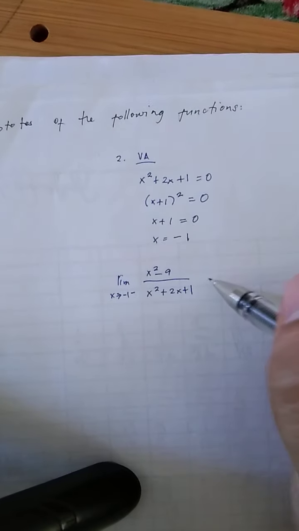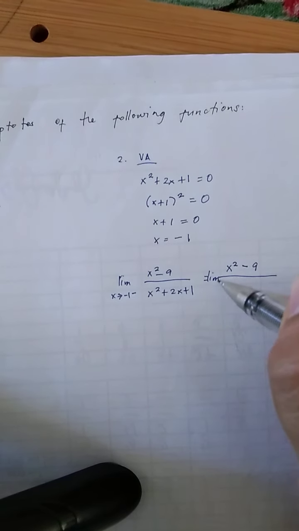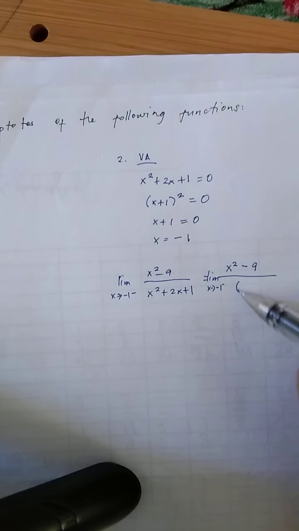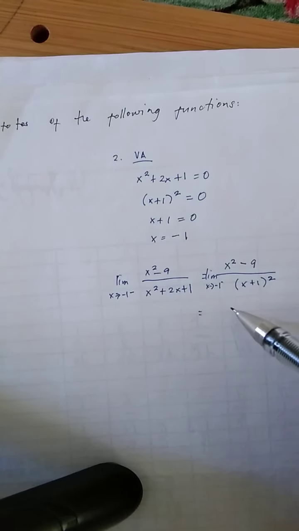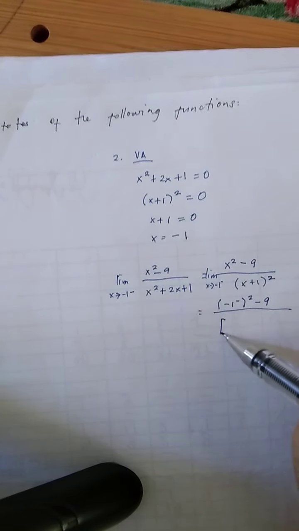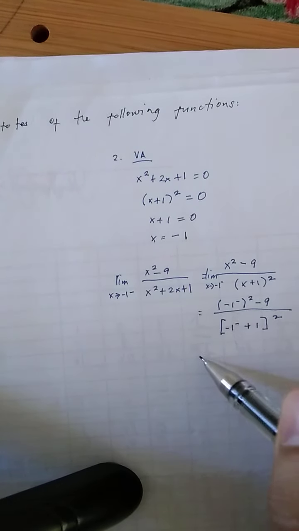Now for convenience, we can factor this one out. x squared minus 9, limit as x approaches negative 1 from the left. Remember that if you're still not evaluating the limit, you should always write the limit notation. So here you have x plus 1 quantity squared. Okay, so applying the limit, you have negative 1 from the left squared minus 9 all over negative 1 from the left plus 1 quantity squared.